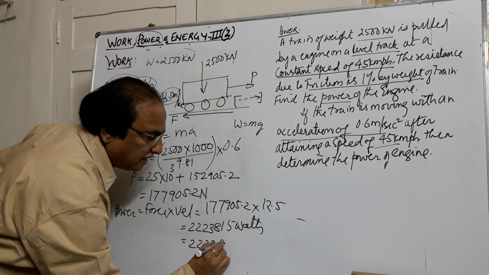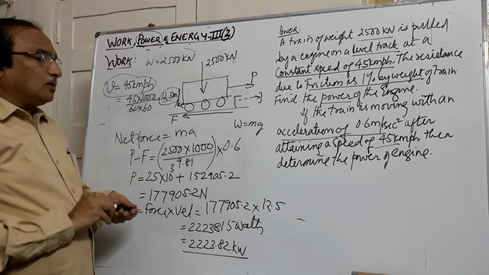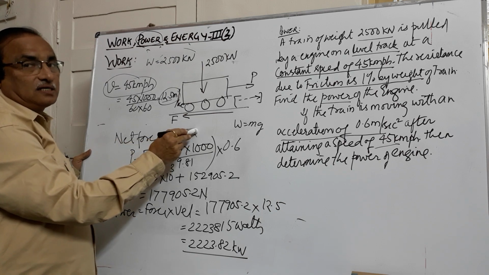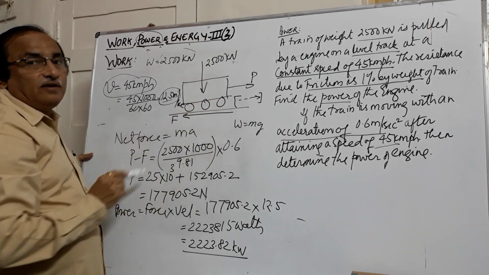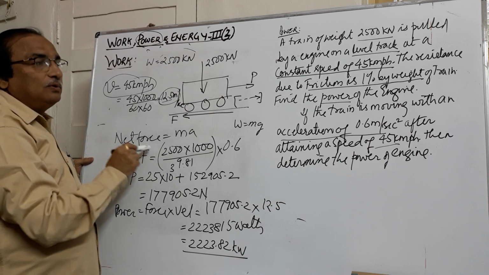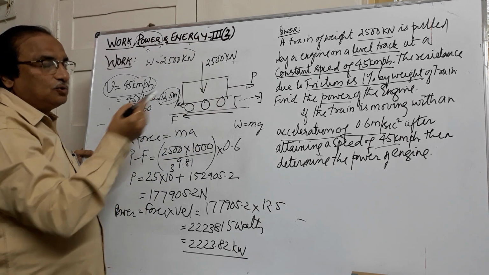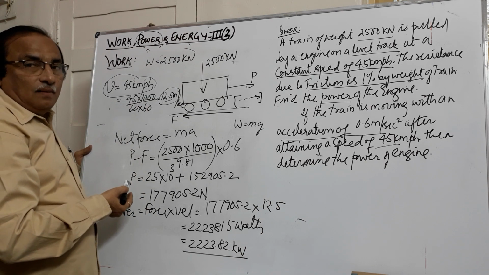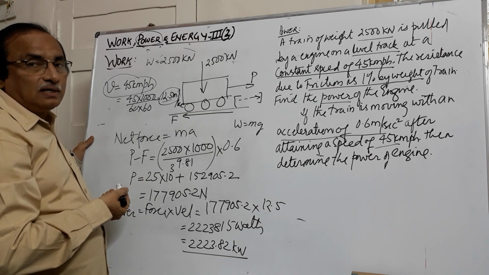Or if you write it in kilowatts, it will be 2223.82 kilowatts. So here only change will be net force is equal to ma. A is there, so acceleration will be there. In last case it was with a uniform velocity, so A will be 0. So use this formula, net force is equal to ma. That will give you the force that is required to pull the body. Once you know the force multiplied by the velocity, you get the power developed by the engine or power required by the engine to pull the train.